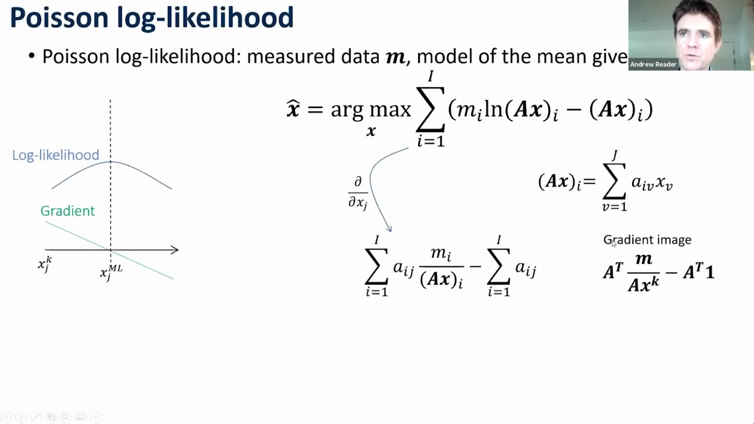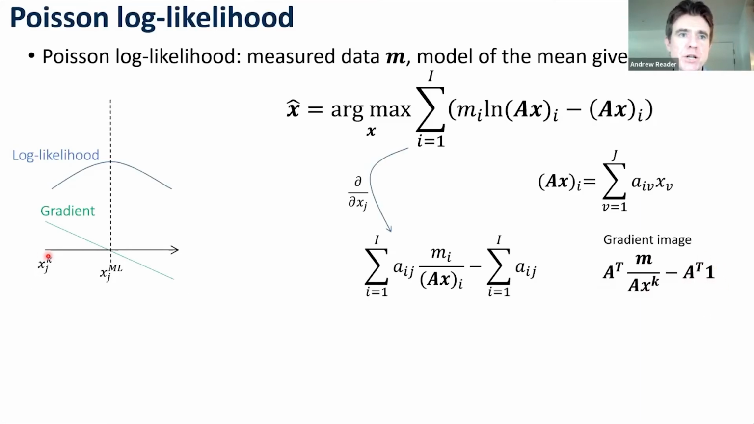And so likewise, for the Poisson log likelihood, the gradient image can also be understood in a very intuitive way, which is take your image, forward project it, take the ratio between the measured data and the forward projection, back project that ratio, and then subtract off a back projection of unit data. This is also known as the sensitivity image.